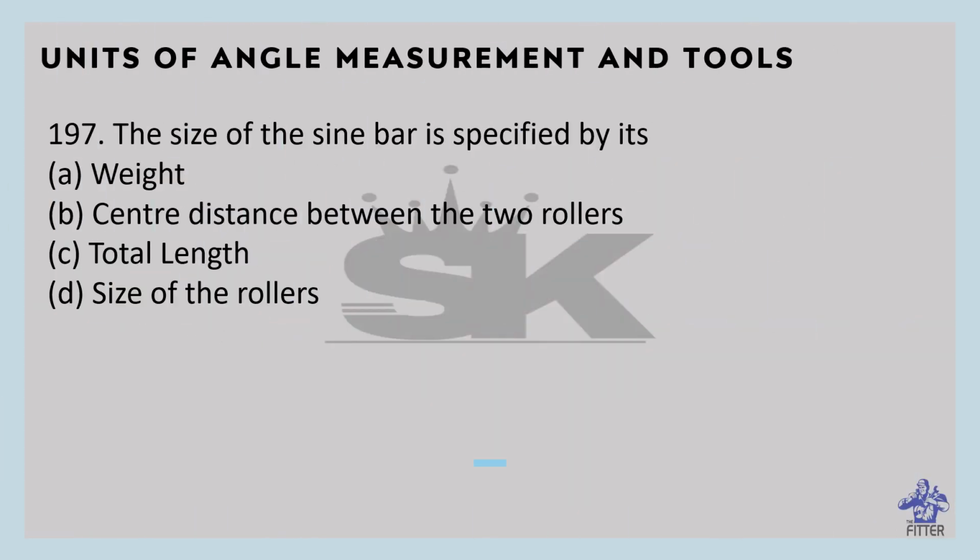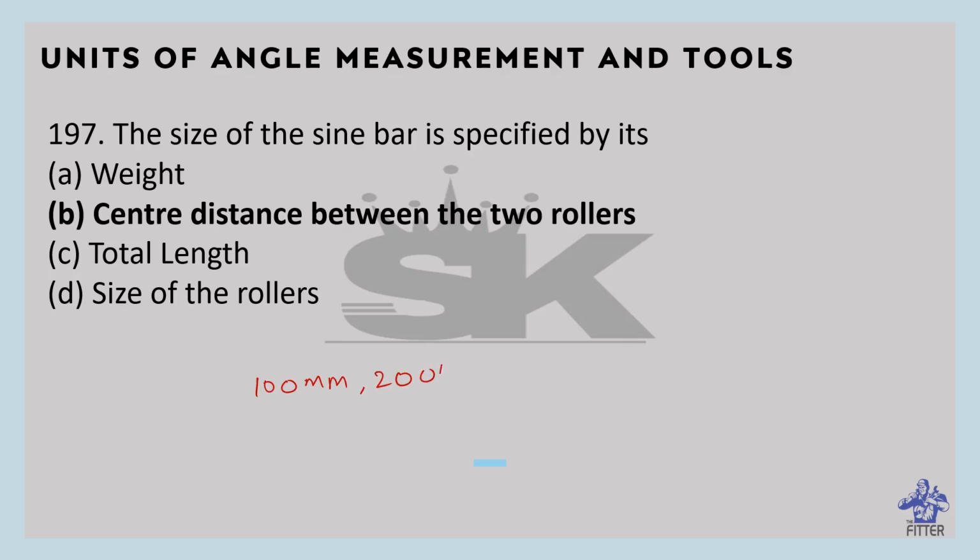The size of the sine bar is specified by the center distance between the two rollers. The commonly available sizes of sine bar are 100 mm, 200 mm, 250 mm sizes are available.